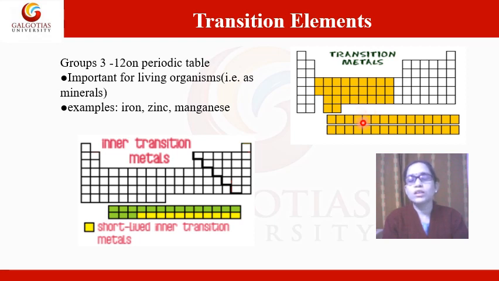Then the last two rows are known as inner transition elements. These are called f block elements, because in these two periods the electron is progressively filled in the f subshell. The first one is the lanthanides, that is the 4f series, and the next one is the actinides, that is the 5f series. In the next part we will discuss mainly the f block elements or the inner transition elements.